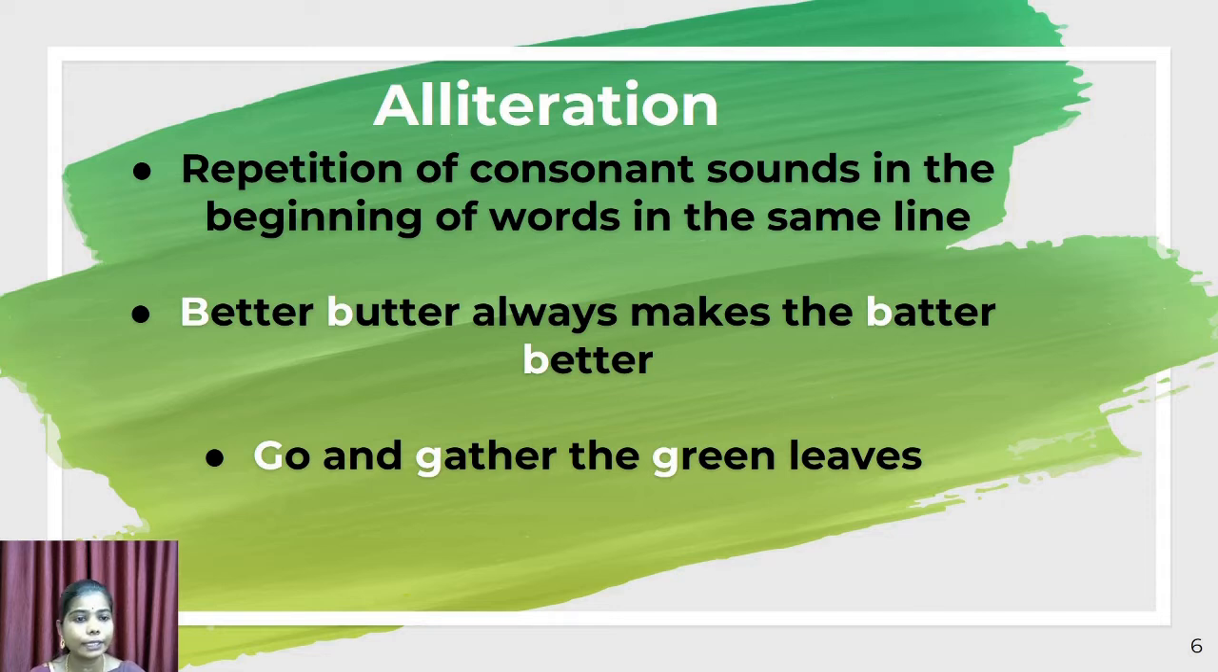Now let us look at the examples. Better butter makes the batter better. So in this particular sentence, the sound b is repeated in the same sentence. Better butter always makes the batter better. So here alliteration is used. The next example, go and gather the green leaves. So here the g sound is repeated.